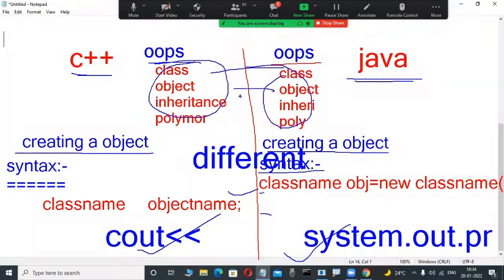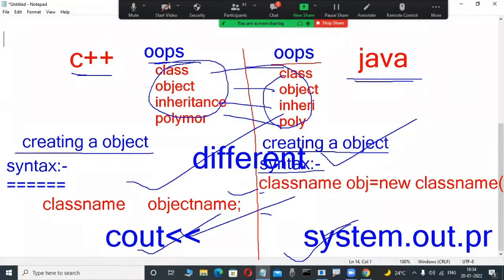What is a class? What is an object? What is inheritance? What is polymorphism? The same. But syntactically totally different. Why? Because those are two different languages, two different products from different companies. That's why functions are different and the syntax is also different.